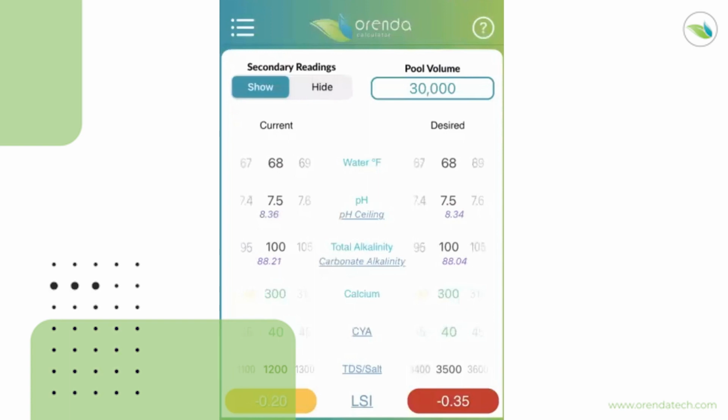I have a red number, so it wasn't actually balanced. It's not to say that range chemistry cannot balance your LSI. It's to say that it doesn't always do it. Be flexible on what those ranges are to make sure that you are accommodating LSI balance year round.